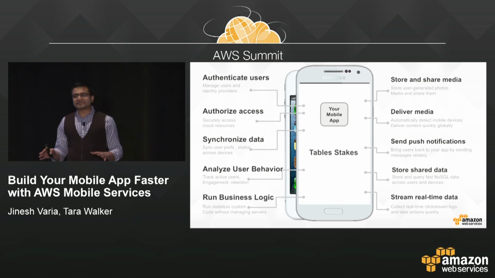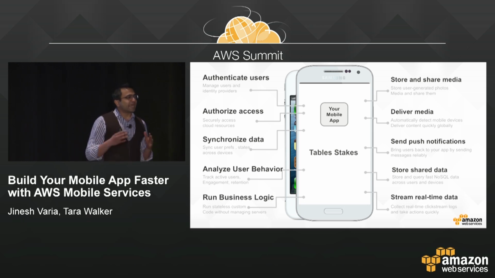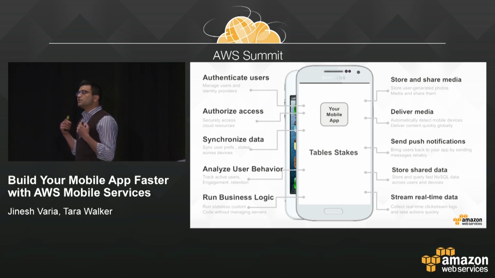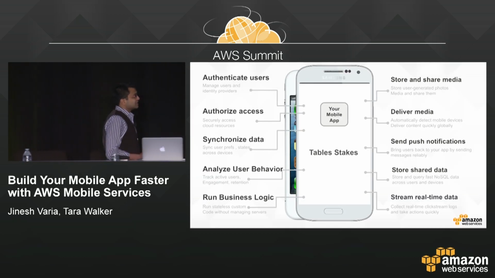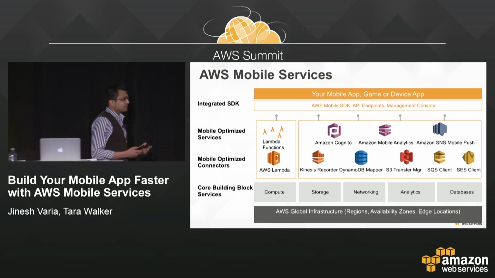These are table stakes. These are things that really don't add value to your app. These are things that are undifferentiated heavy lifting that you are doing, right? And that's where AWS really comes in, and AWS Mobile Services comes in.